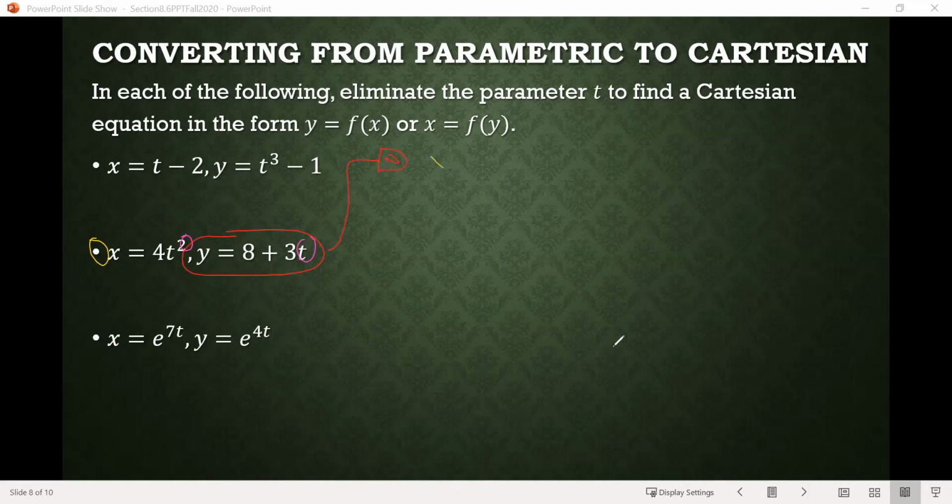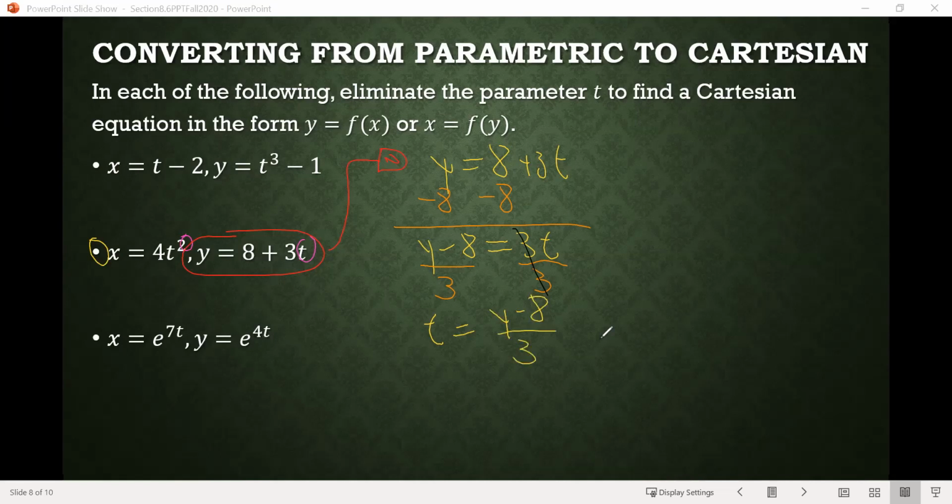So right now we have y equals 8 plus 3t. We can subtract 8 from both sides. So when we do that, we end up with y minus 8 equals 3t. And then we divide by 3 on the right to isolate the t, divide everything by 3 on the left. So these will cancel. And we're left with t equals y minus 8 all over 3.